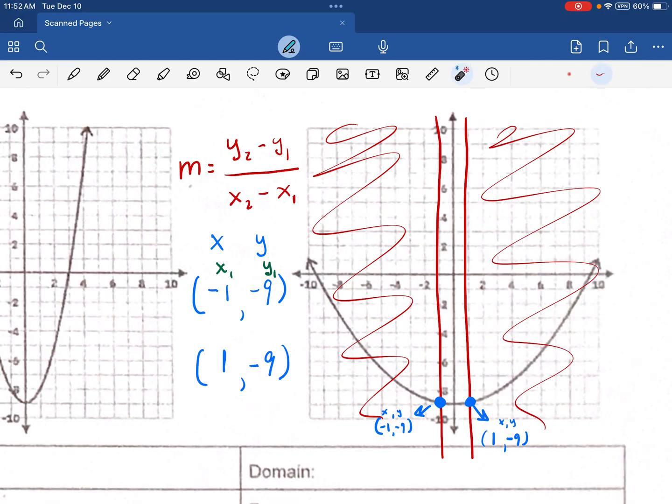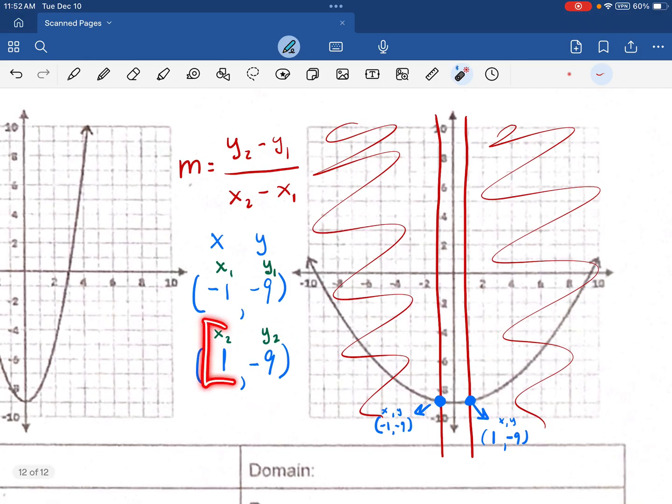And then if I come down to my second coordinate point right here, because this is my second x value, I can call this x2. Because this is my second y value, I can call this y2. Again, it's not asking you to do any math here. All this is saying is this x value goes in the second coordinate point. This y value goes in the second coordinate point. That's all it's saying. No math or anything.